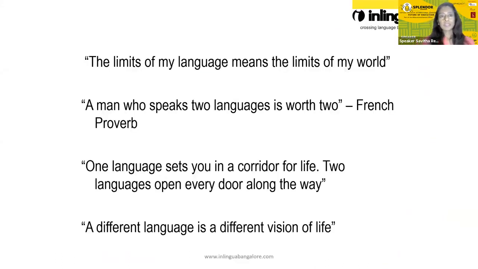So they say the limits of my language means the limits of my world. And a man who speaks two languages is actually worth two. A French proverb says this: one language sets you in a corridor for life, but two languages open every door along the way. A different language is like a different vision of life.